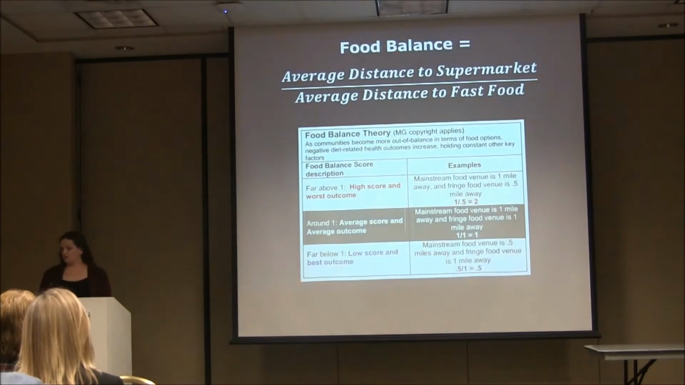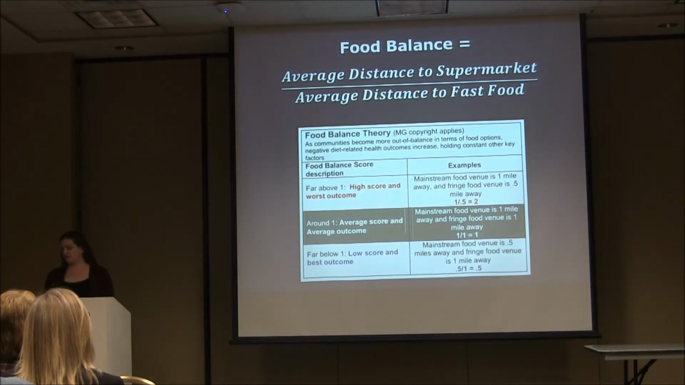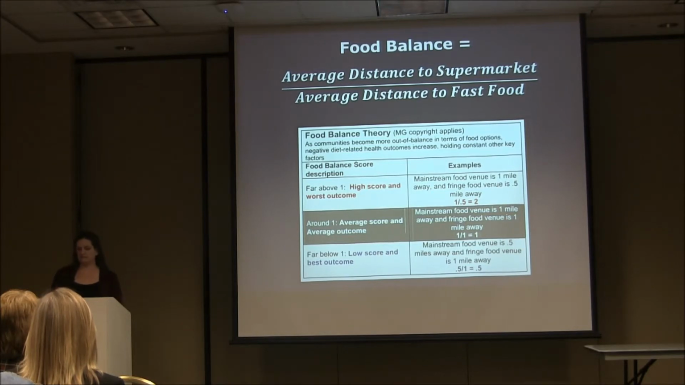For the food balance score, this is the equation: the average distance to a supermarket divided by the average distance to a fast food location. And distances were derived from the line feature class that is produced from that OD cost matrix that I ran, using some summary statistics. And then the graphic that you see here is, I used that scale to incorporate another reclassification on that 1 to 5 scale.